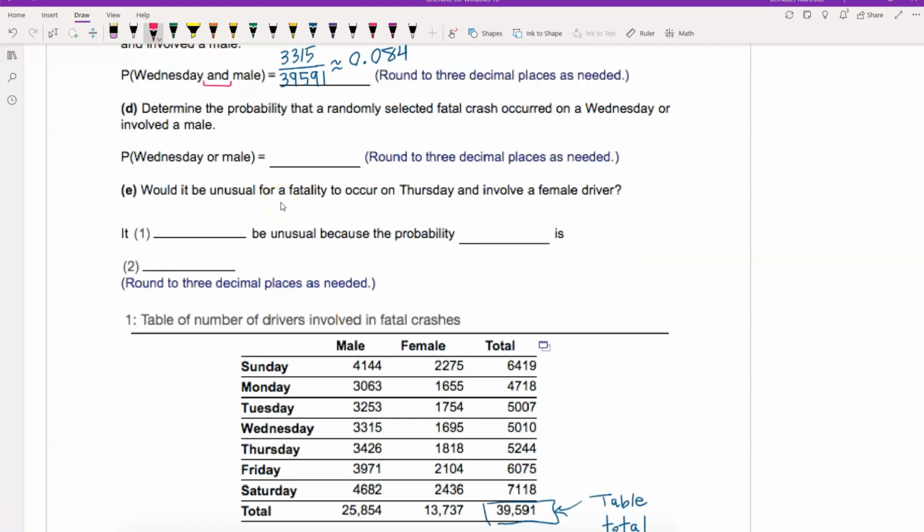Part D, probability of Wednesday or male. This is not the same as part C. Here, instead of and, we have or. So this part is equal to probability of Wednesday plus probability of male minus probability of Wednesday and male.